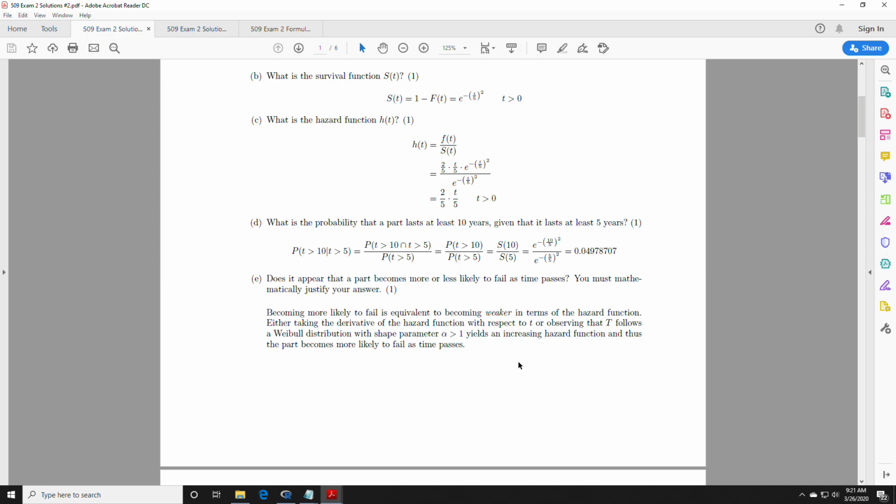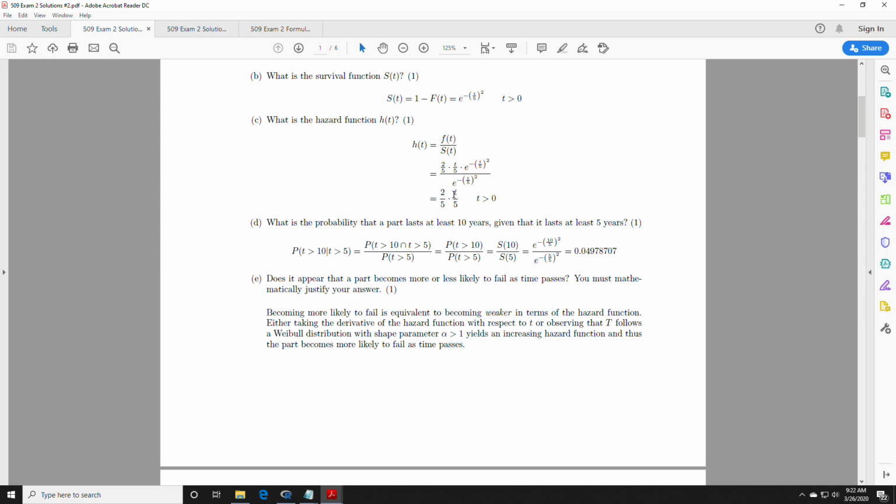Does it appear that the part becomes more or less likely to fail? We should immediately know we want to use the hazard function for something becoming more or less likely to fail. Becoming more likely to fail is equivalent to becoming weaker in terms of a hazard function, so that would be an increasing hazard function. It's pretty easy to take the derivative of this and see that it's positive everywhere. It just becomes 2 over 25. And so the hazard function is increasing, and thus the part becomes more likely to fail and becomes weaker.